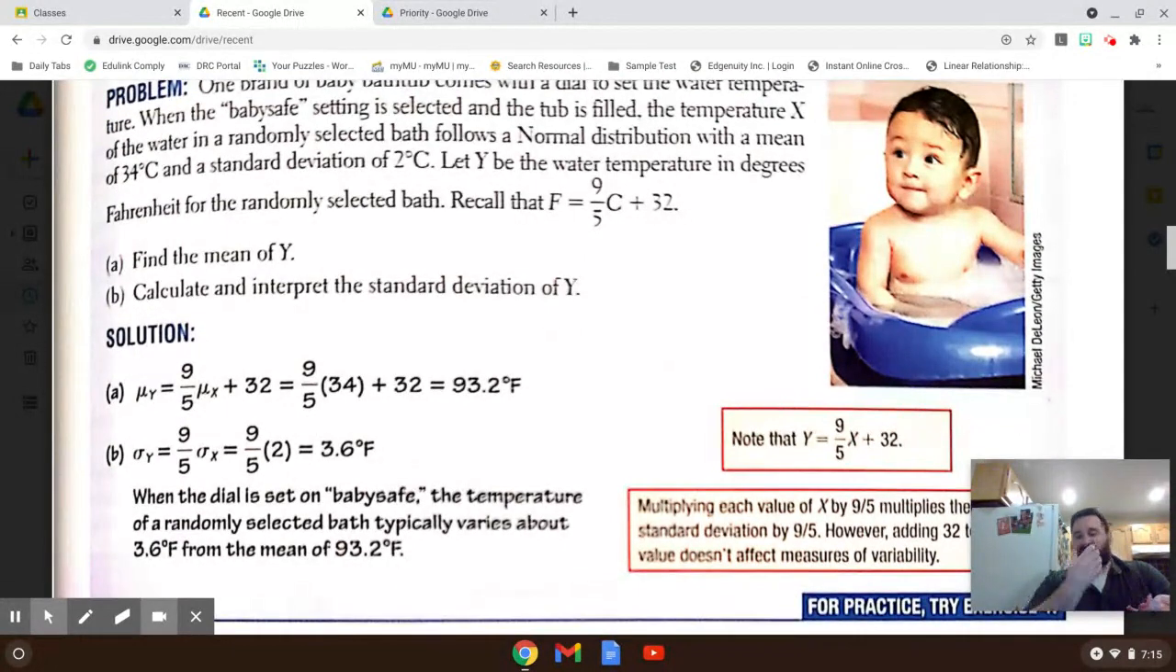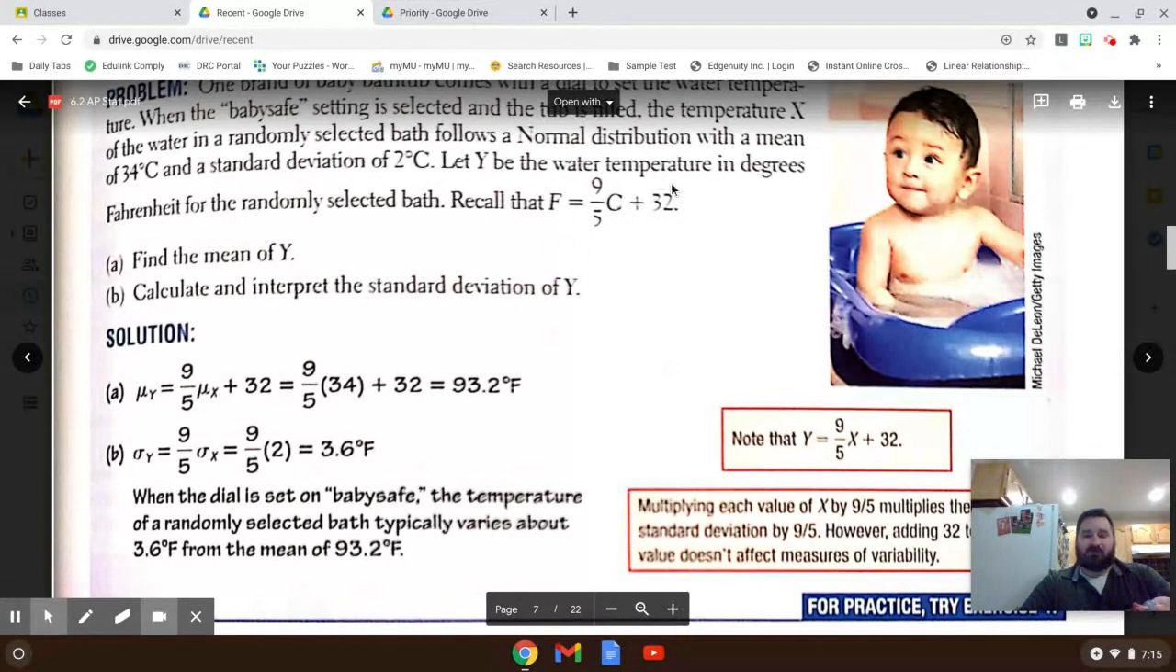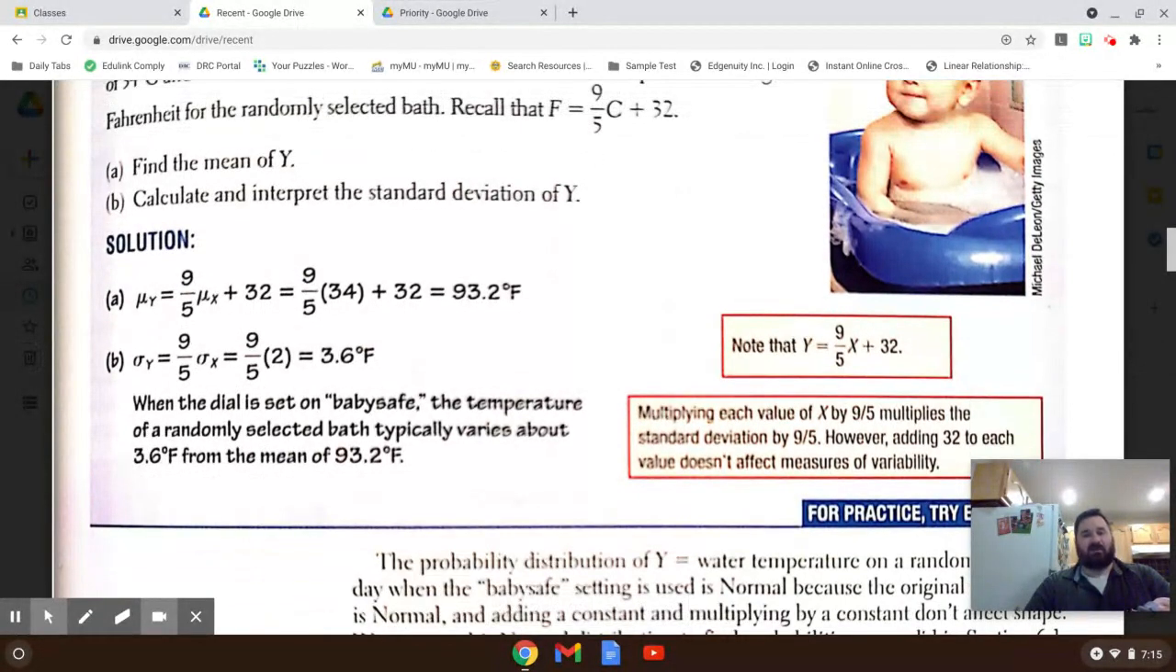So that's all you do. For the mean, you just multiply and add whatever you have to. Standard deviation is a little different because remember, adding or subtracting a constant doesn't affect the standard deviation. So all you have to worry about is the multiplying portion, the 9/5. All you have to do for the standard deviation is multiply by 9/5. Our standard deviation was 2, so we do 9/5 times 2 and get 3.6 degrees Fahrenheit.